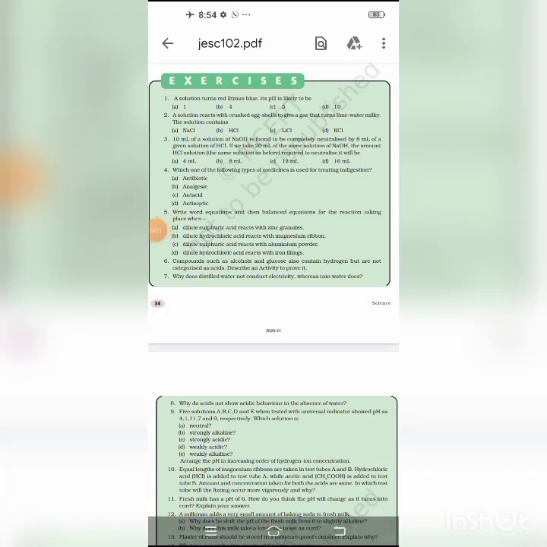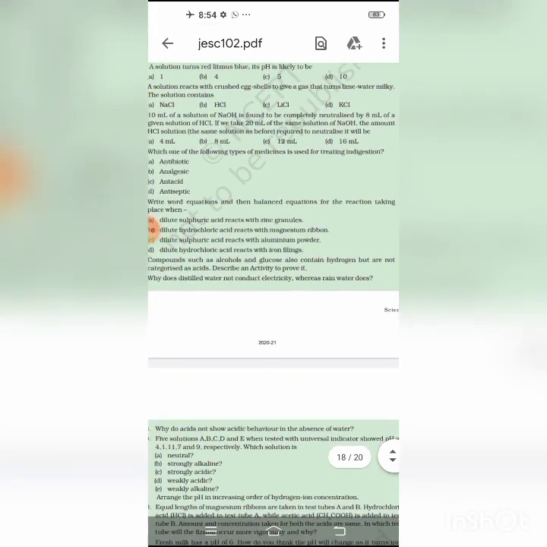Student, today we revise your chemistry second chapter, acids, bases and salts. Student, now we solve your exercise questions. Okay. Look at your first question, student.